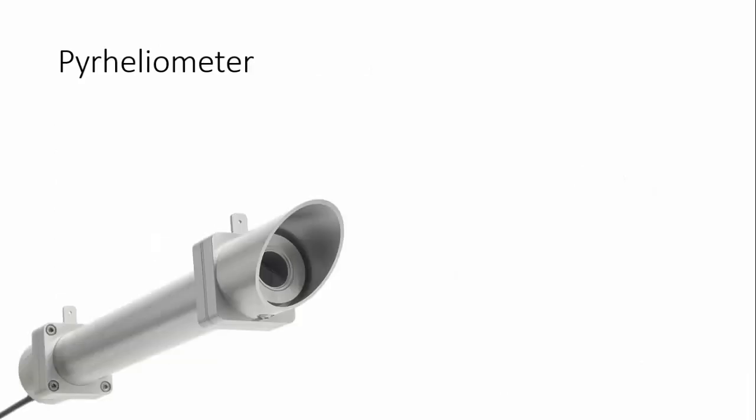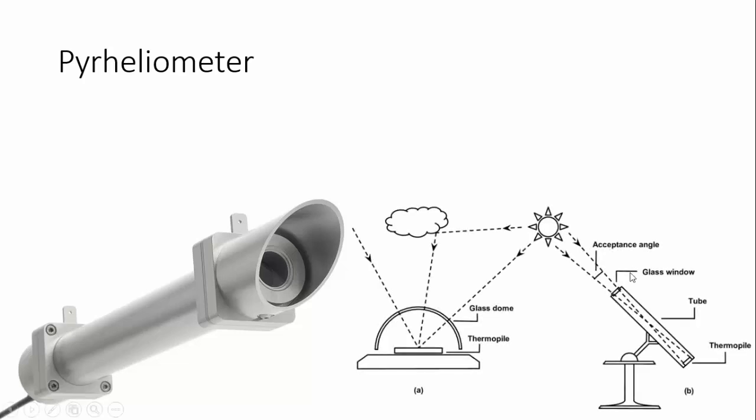There will be a thermopile. So here we can see a glass window. On the right hand side we can see the glass window. Through the glass window, the direct beam will be accepted within an acceptance angle. And at the bottom we can see the same type of thermopile. The thermopile will measure the temperature difference, and it will give the voltage, and the voltage will be converted into the radiation. So this is how the radiation is measured.